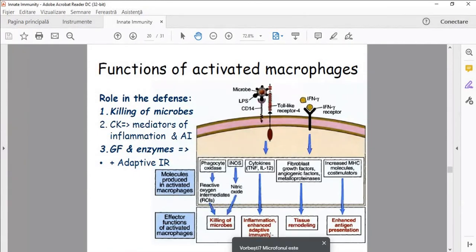Also, macrophages are able to secrete some growth factors and enzymes which contribute to tissue remodeling, and because of their ability to process the pathogen, to process the antigen, macrophages are able to synthesize also major histocompatibility complex and to present the non-self molecule epitopes along with MHC molecules in order to stimulate specific lymphocytes when we need to trigger an adaptive immune response.